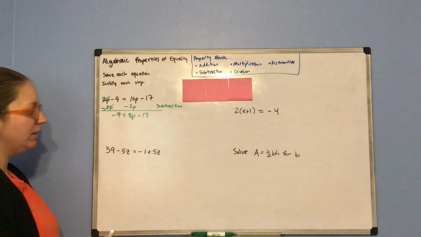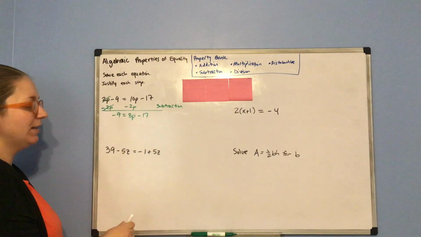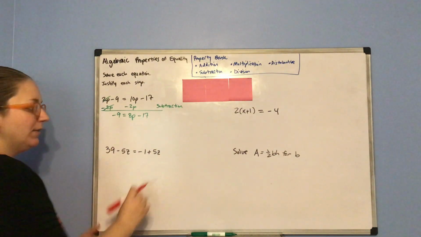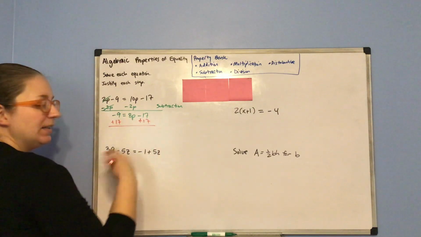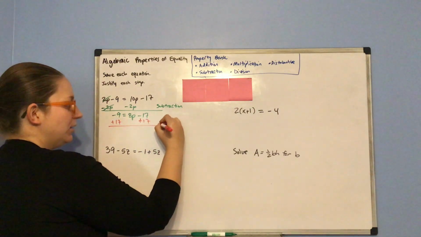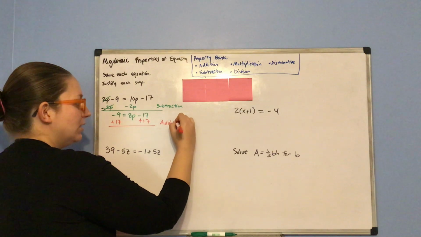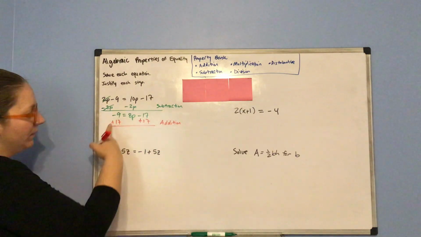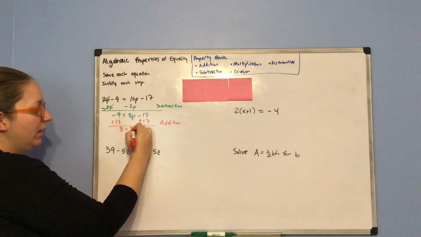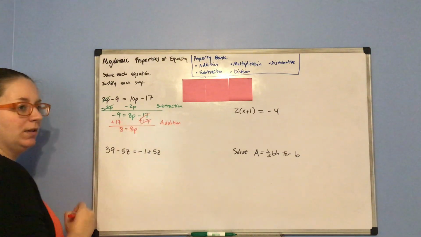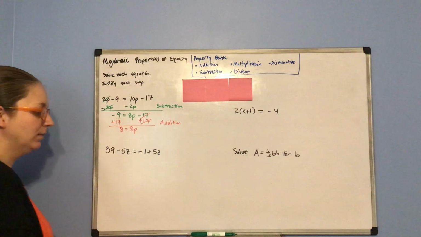From here, what else do I need to do? I need to undo this minus 17. The way I undo minus 17 is I add 17 to both sides. Since I'm adding the same thing to both sides of the equation, I'm using the addition property of equality. Negative 9 plus 17 is positive 8. 8p stays the same. Those 17s cancel like we expected.